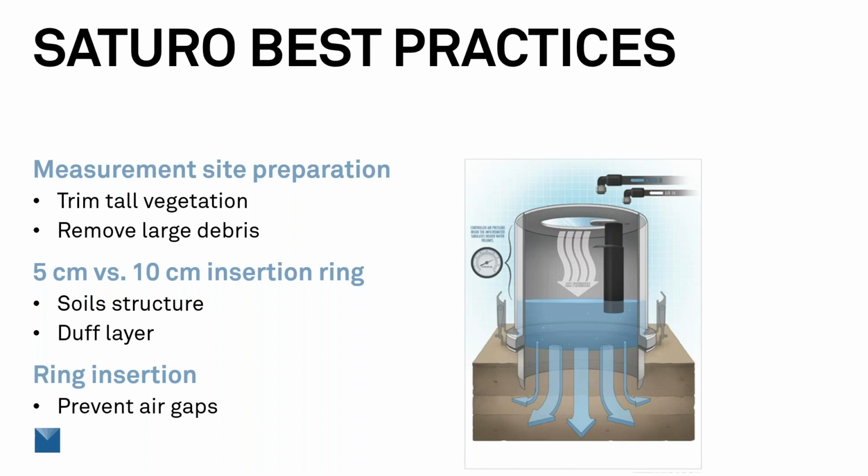Anytime you create air gaps around the ring, you're going to have bypass flow, and it's going to artificially push your measurements high. So always check this after you've inserted the ring. I often recommend using the pencil end of an eraser or your finger to tap the soil around the edge of the ring, just to make sure you have good contact there.